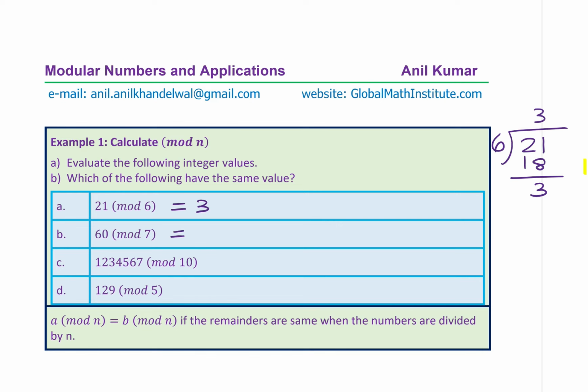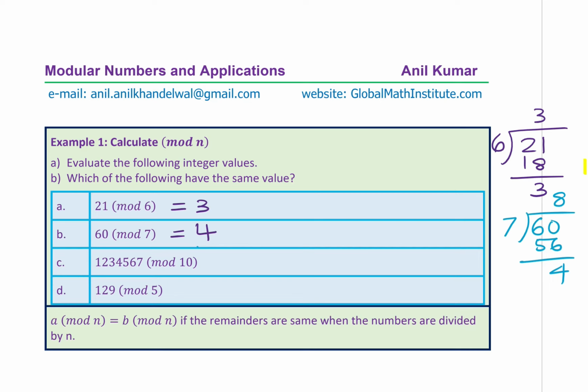Now, let's do the next one, which is 60 mod 7. We know that 7 times 8 is 56, plus 4, that will give us 60. So that clearly means that in this particular case, 60 mod 7 is equal to 4. We are only interested in the remainder, which is 4. You get the idea. So let me write it on the right hand side as what we did. We divided 60 by 7, and we know 7 times 8 is 56, and therefore we got a remainder 4, and that becomes the value.